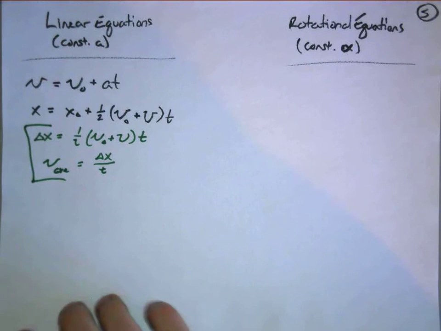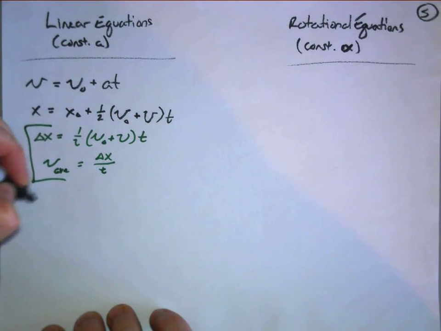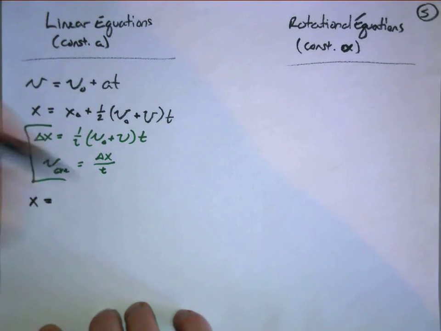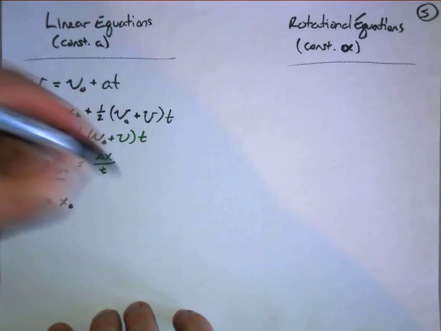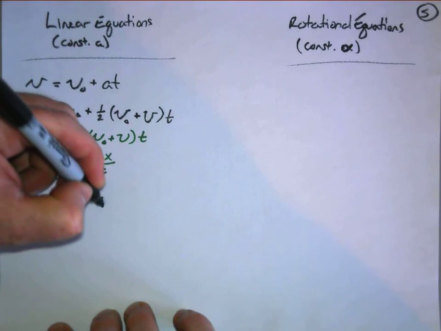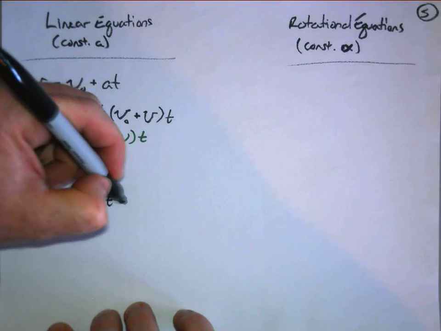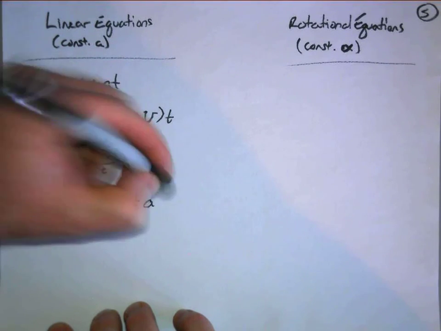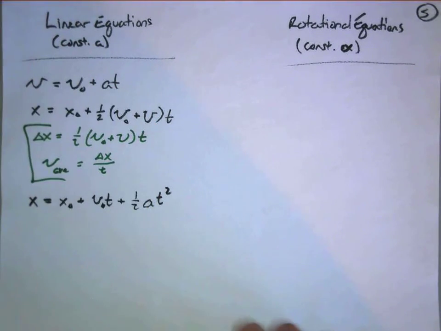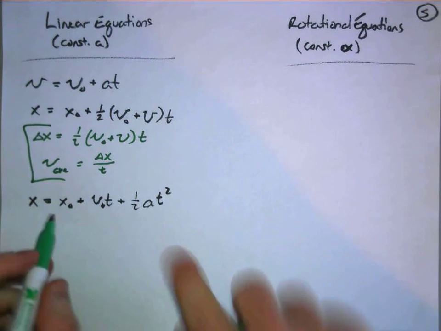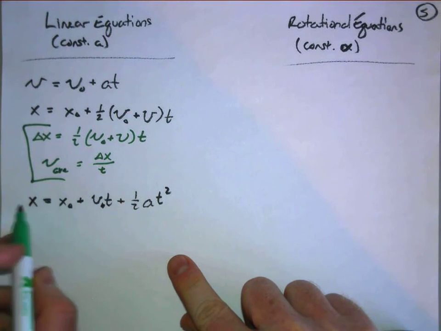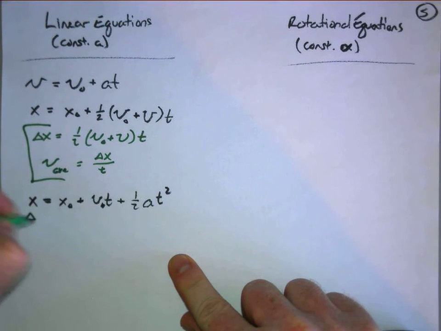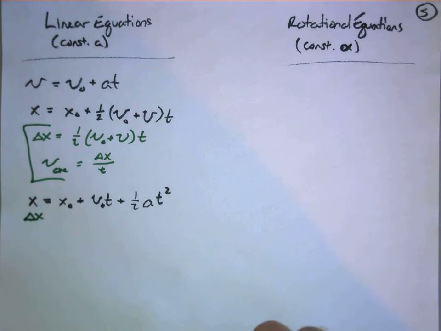Now there's another one, of course. We have your final position is equal to your initial position plus initial velocity times time plus 1/2 acceleration times time squared. Okay, that should look familiar. Sort of the same thing. I'm sort of used to taking this over here and writing a change in position on one side. No big deal.